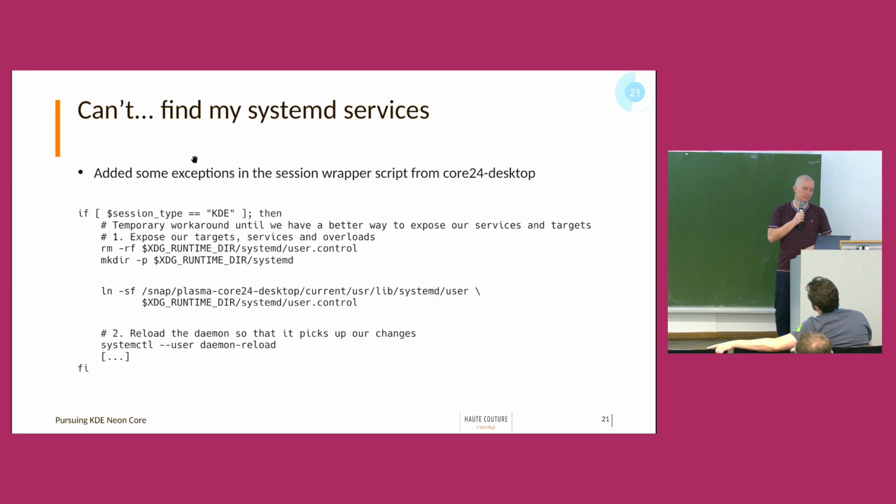The other one was that we moved our systemd services, so now I cannot find my systemd services anymore. So we needed a way for systemd to see them. To bootstrap the session, there's actually a wrapper script, which is provided inside of the Core 24 desktop. So we're doing that very ugly trick where we expose them in some way. We symlink to the right place, right? Hijacking one of the folders which is not used, and then we restart systemd.